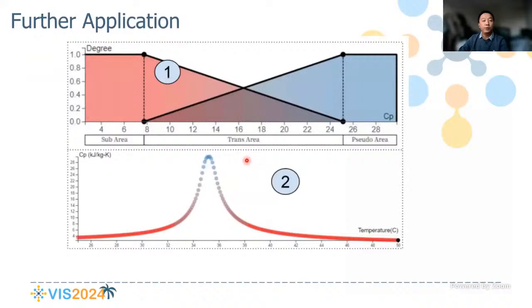Furthermore, we also applied our tool by connecting it with other visualization techniques. For example, in this example, number one is our tool and number two is another visualization. We can use our tool as an interactive legend to create different categories by interacting with our tool, so that we can interactively observe the changes in another visualization.